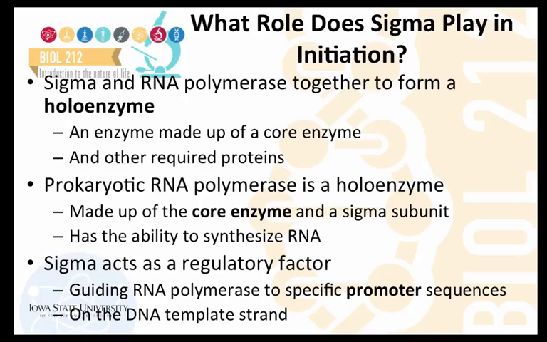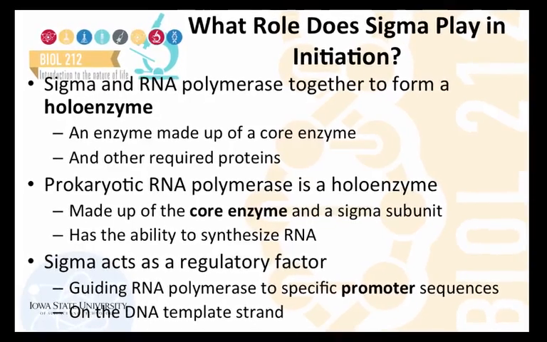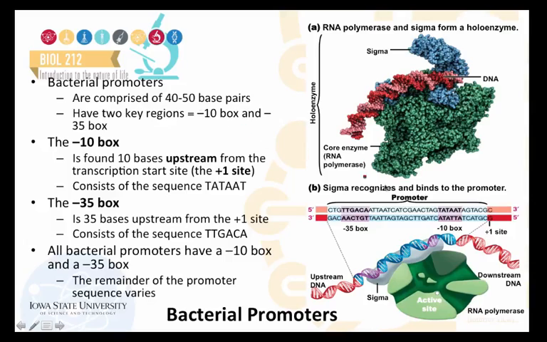The sigma subunit acts as a regulatory factor. It guides the RNA polymerase to specific sequences within the DNA template called promoter sequences. Bacterial promoters have some key features. They're approximately 40 to 50 base pairs in length and consist of key regions, one of which is known as the -10 box. This is because it is present 10 bases upstream of the transcription start site, which is indicated by the +1 sign. This site is where the first ribonucleoside triphosphate will be added.